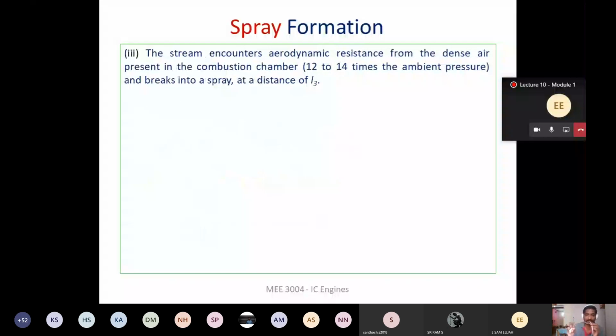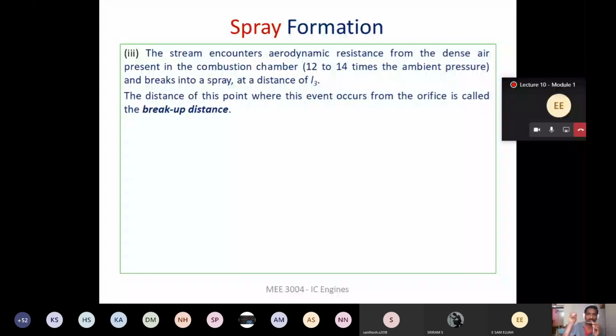At the end of compression, or about to complete the compression stroke, this fuel is injected, and inside the cylinder we have very high pressure air, right? And when the fuel is injected, it has to overcome this pressure of the air, and the spray has to penetrate into the air. Okay. So the distance of this point where the breakup happens, right? When we inject the fuel, it reaches a certain distance, and then the liquid stream will break up. So that distance we call the breakup distance.